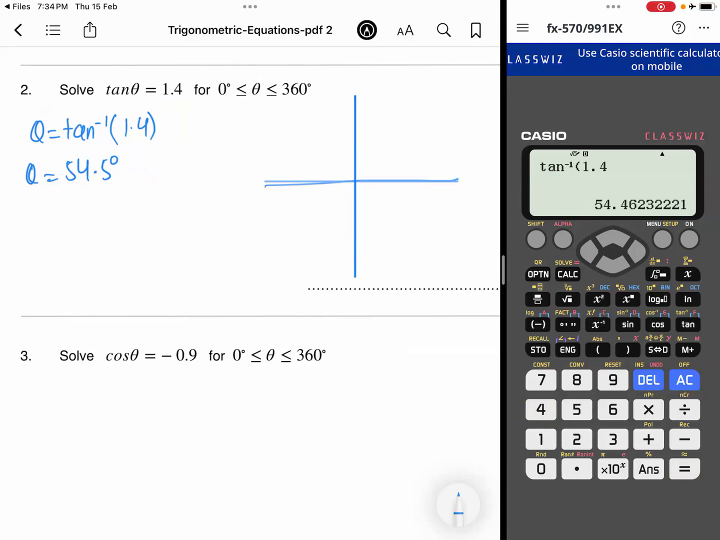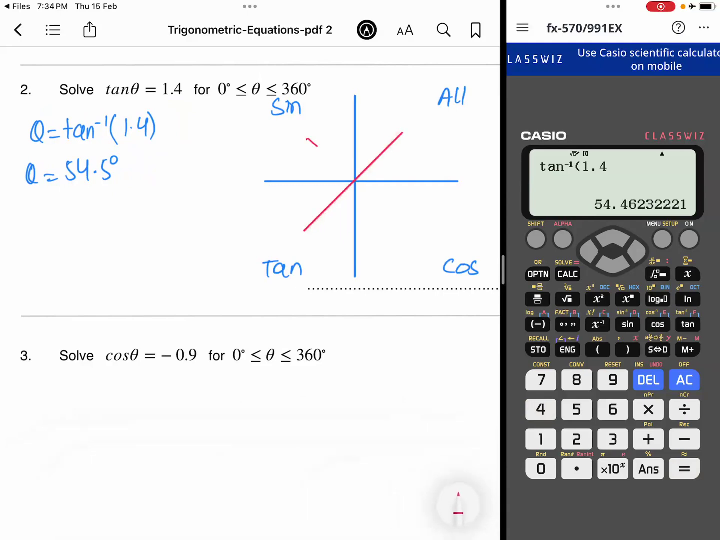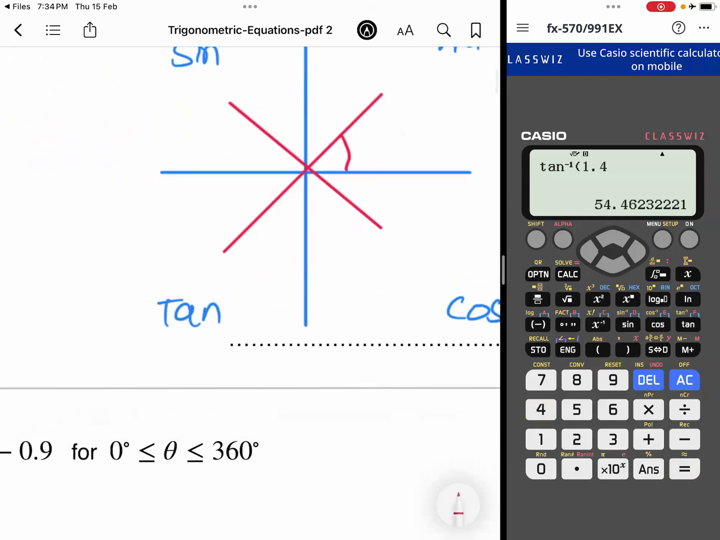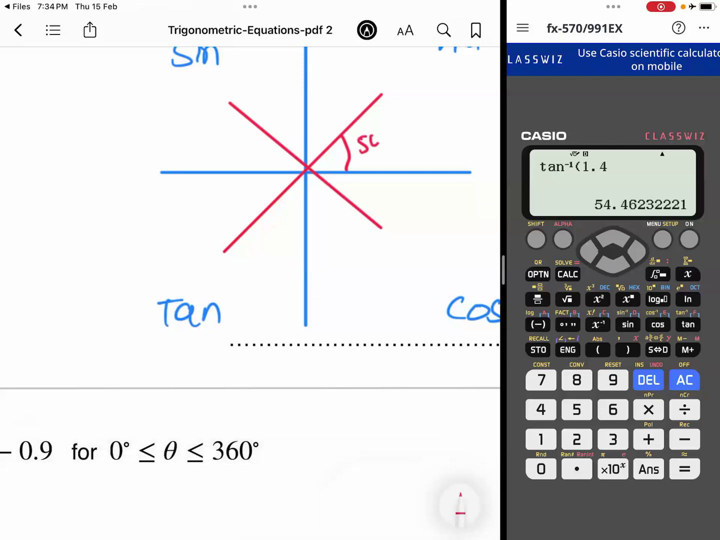Alina, first quadrant, all positive, agree. Second quadrant, sine positive. Third quadrant, tangent positive. Last quadrant, cos positive. Then you have to draw a cross. Yes or no? याद आ गया, sir. अलीना? जी सर. क्रॉस लगाना है, 54.5 x एक्सिस के साथ लिख दो. ठीक है, 54.5 यहाँ पे लिखना है, 54.5 यहाँ पे.